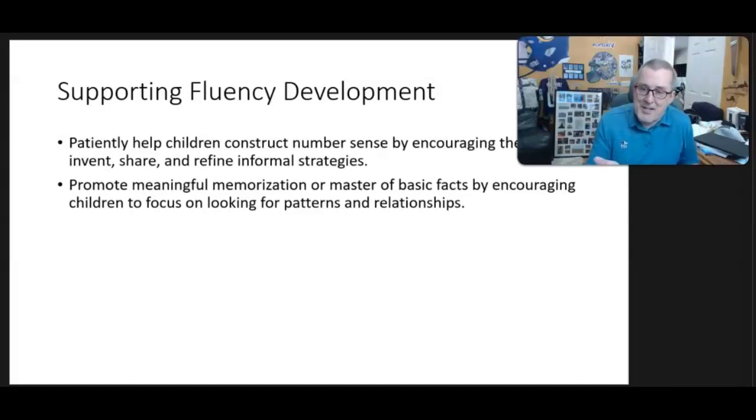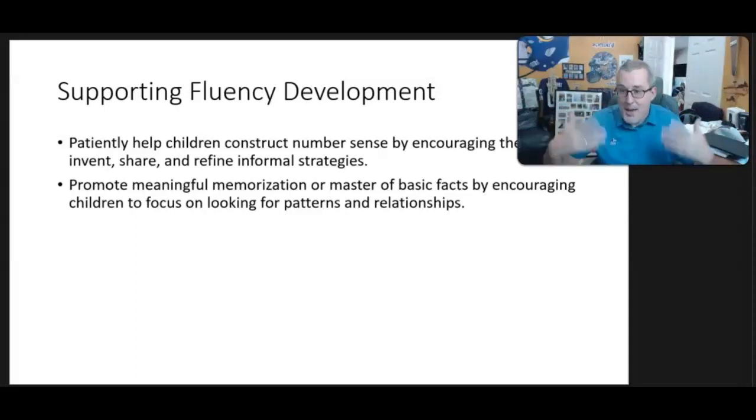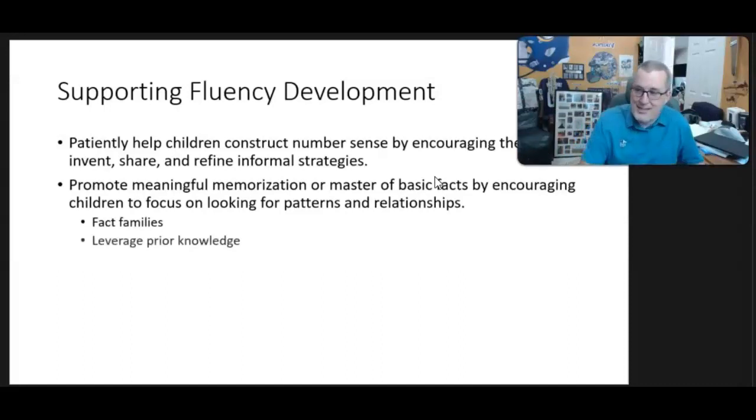So meaningful memorization is not just rote, it's looking for patterns. 7 plus 6 is 13. Why? Because 6 is 3 and 3, and you can see those bonds. 7 and 3 is 10 plus 3 more is 13. Promote meaningful memorization. That's a good thing. Look at fact families, like doubles, like making tens.